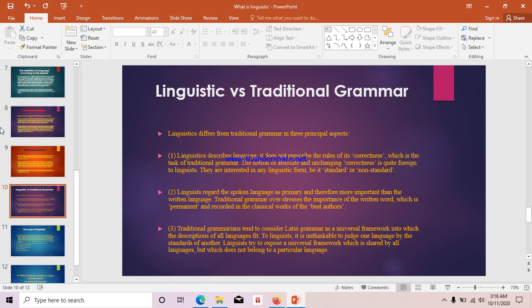Number 3. Traditional grammarians tend to consider Latin grammar as a universal framework into which the descriptions of all languages fit. To linguists, it is unthinkable to judge one language by the standards of another. Linguists try to expose a universal framework which is shared by all languages, but which does not belong to a particular language.